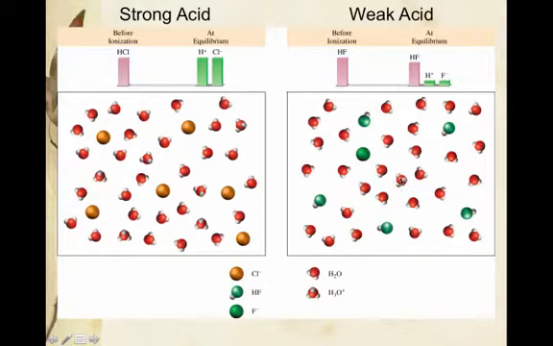So if there's a question about what are the major species in solution, for a strong acid you would have chlorine, the chlorine ion, water, and hydronium ion. That's the only 3 species that are in there. And then for a weak acid, though, you have fluoride, you have hydronium, you have water, and you have hydrofluoric acid still floating around. Does that make sense?